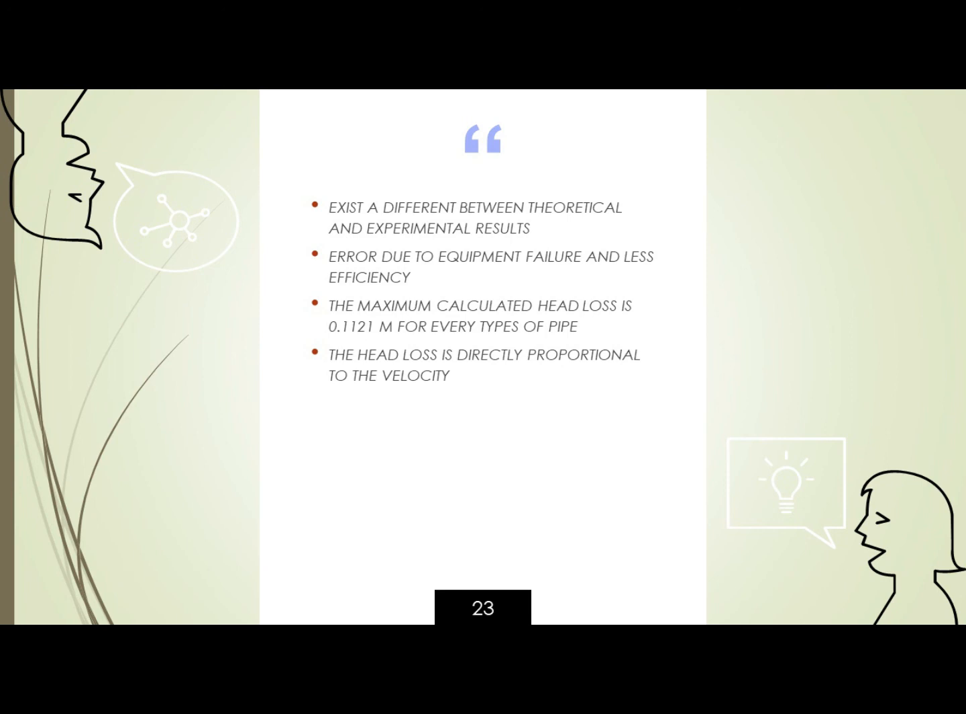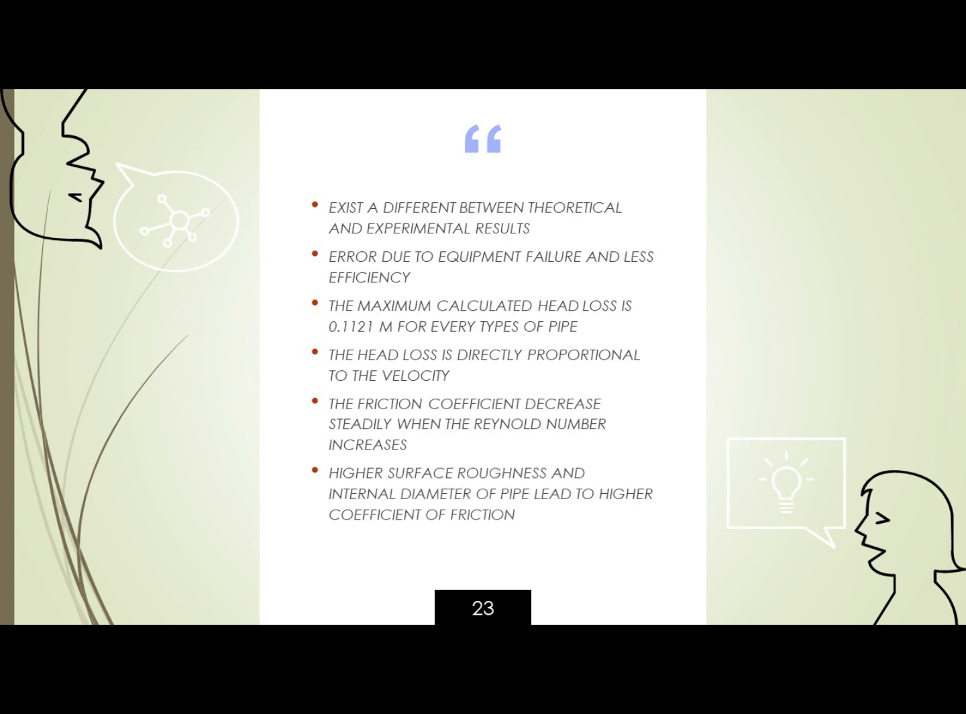We can see that all graphs of head loss versus velocity and friction coefficient versus Reynolds number are mostly similar. This is due to the same internal diameter and length of the pipes. We can conclude that the friction coefficient decreases steadily when the Reynolds number increases. This is due to the influence of the surface roughness and the size of the pipe diameter. So higher surface roughness and internal diameter of pipe lead to a higher coefficient of friction.